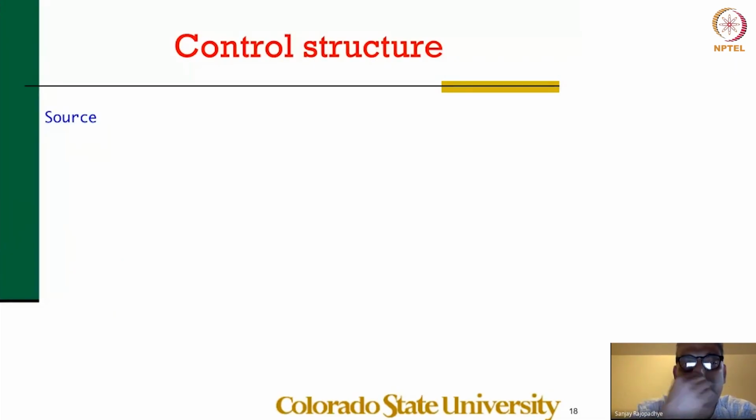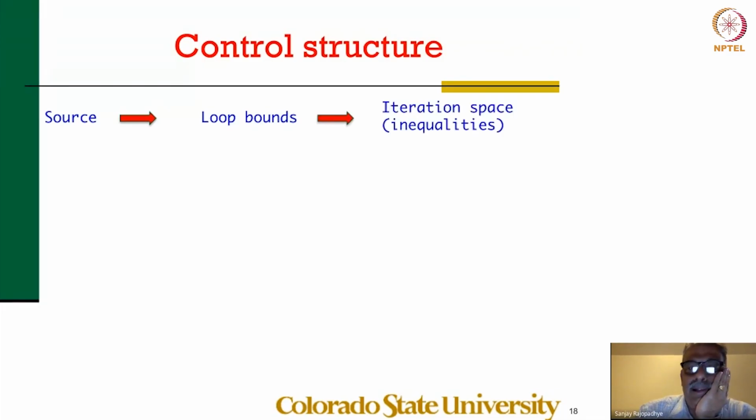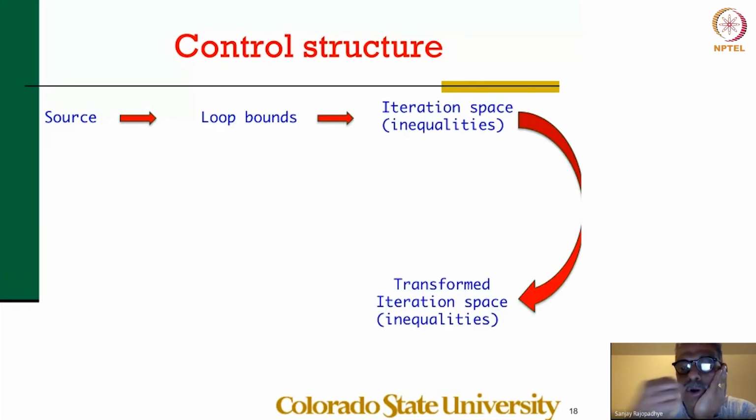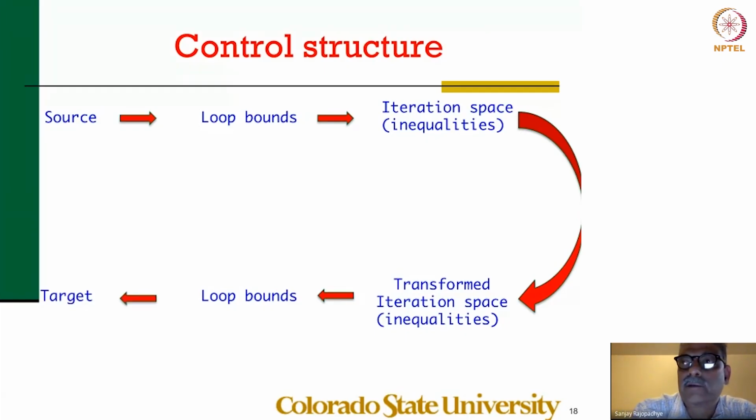Okay. So what is the control structure? Here, you have a source program. From it, you get the loop bounds. The loop bounds define the polyhedral set, and that is what we call the iteration space in terms of the inequalities. You want to transform this iteration space to get a new set of inequalities. Then you want to get new loop bounds that visit this transformed iteration space. And then you produce the target, and you have to figure out how to do the loop body.